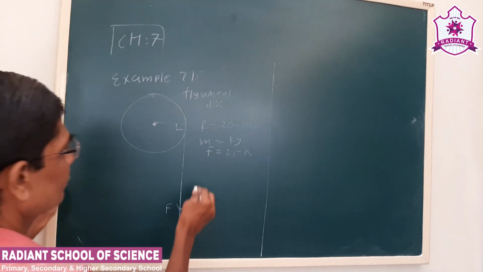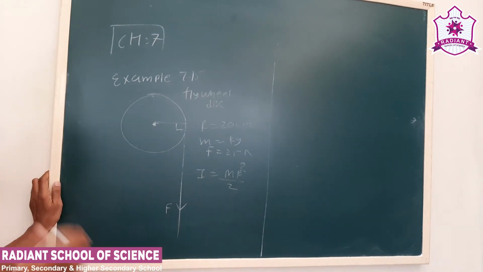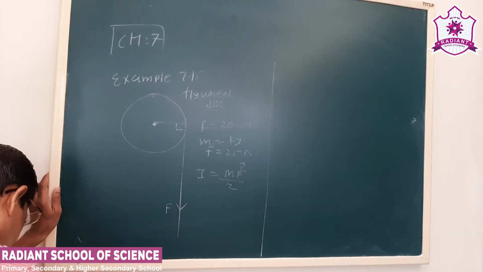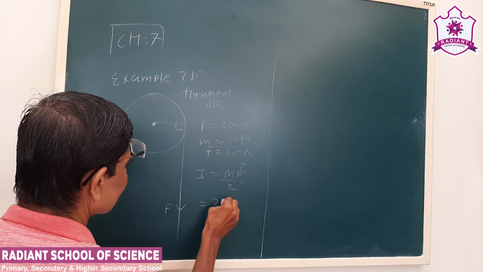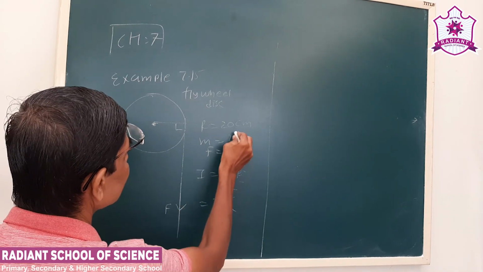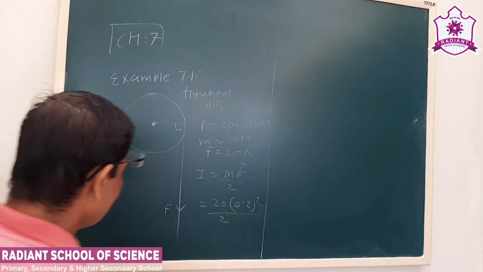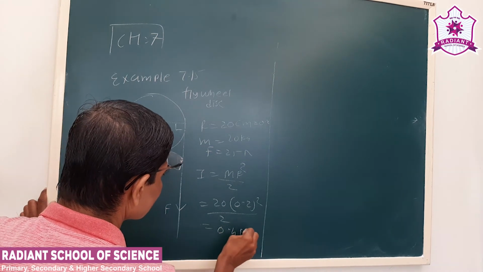Okay, first we calculate the moment of inertia of the flywheel. This moment of inertia is mr square by 2. Mass is given as 20 kg. Radius is 20 centimeter, that is 0.2 meter. Okay, we can calculate I equal to mr square by 2, that will be 0.4.